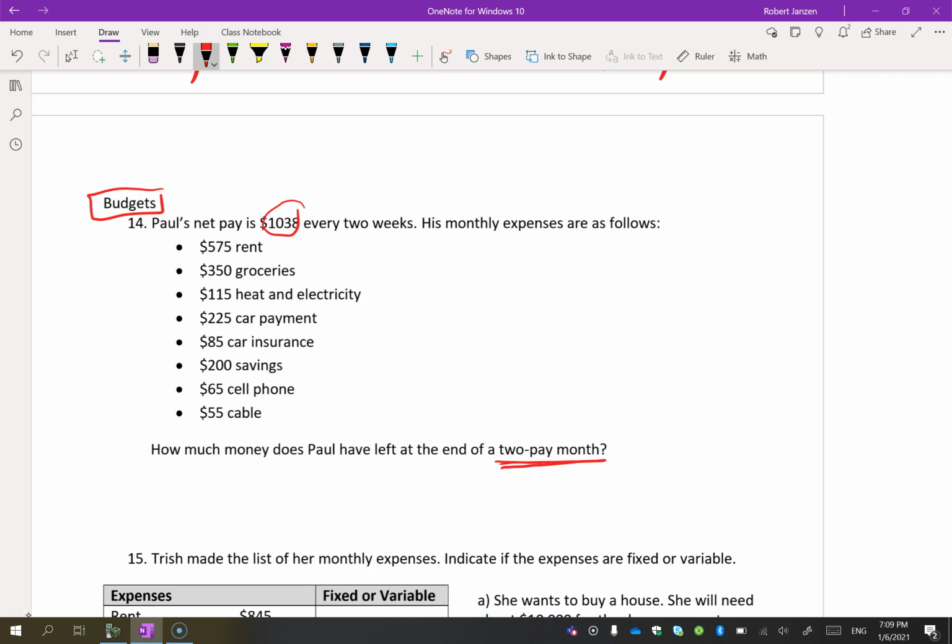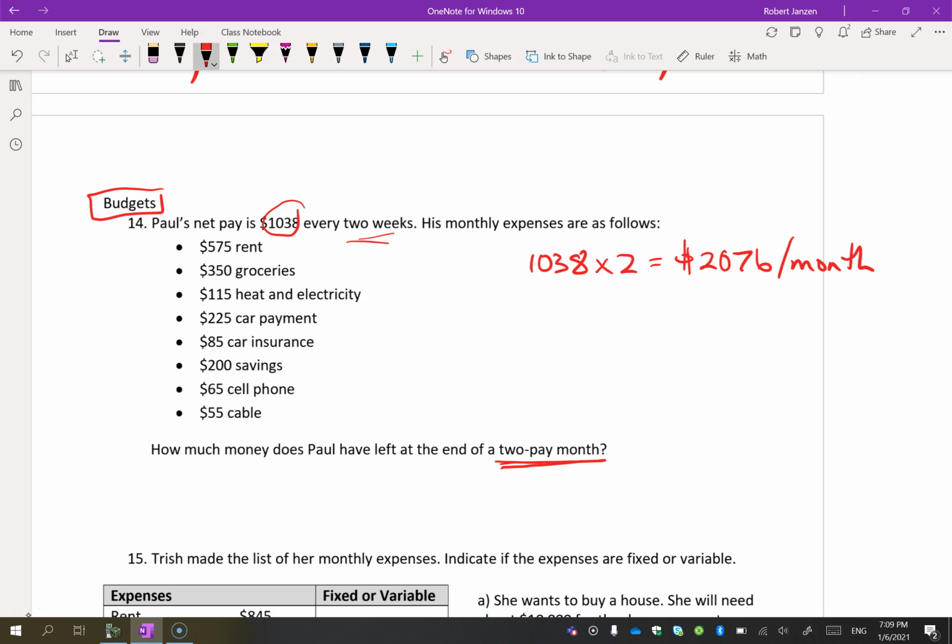Okay. So this is a little bit tricky. You make 1,038 every 2 weeks. So if we're going to go for 2 months, what are we doing? Well, you make 1,038 times 2. This will tell me how much you're making per month. 2,076 per month.